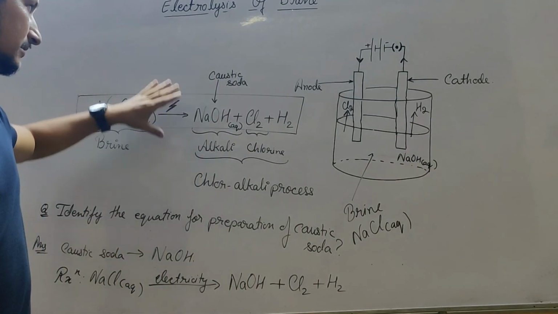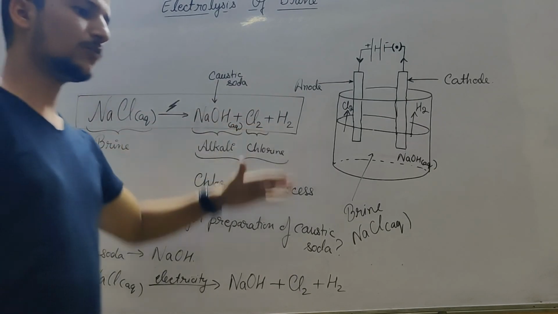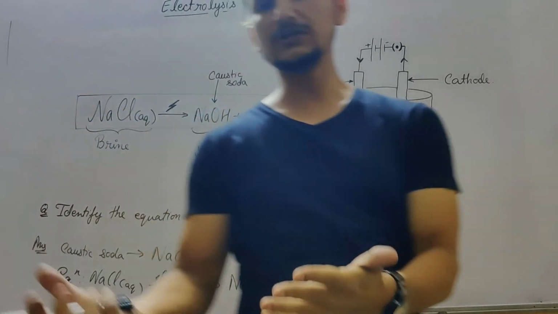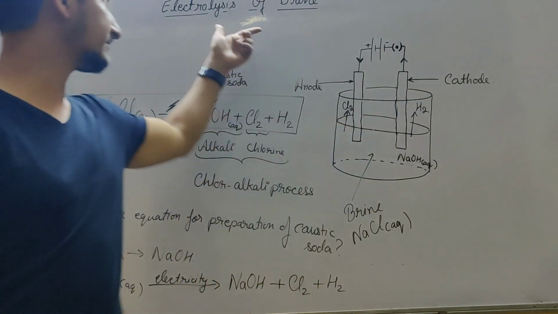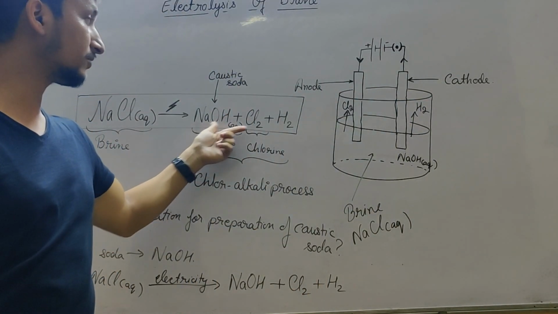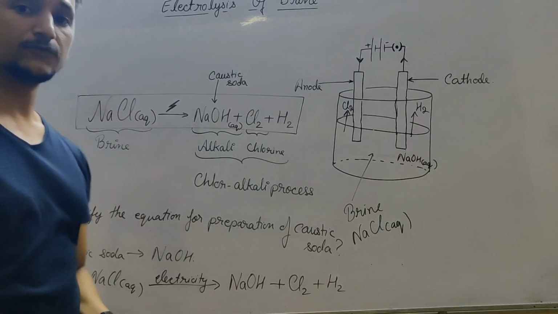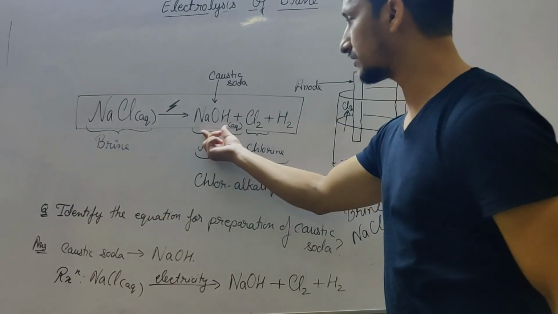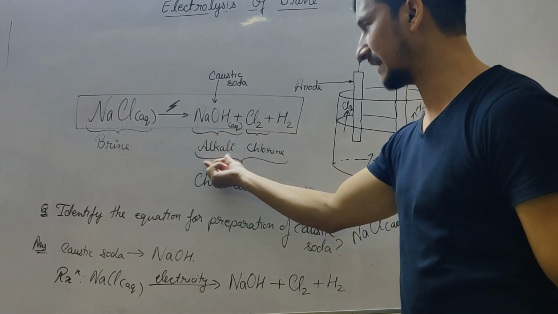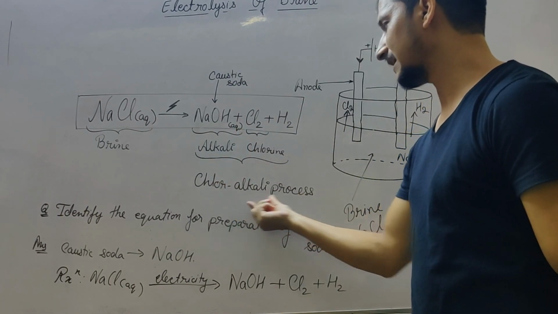So this is your electrolysis of brine or chlor-alkali process. What is brine? Brine is aqueous solution of NaCl. What is chlor-alkali process? Electrolysis of brine to give sodium hydroxide, chlorine and hydrogen is called chlor-alkali process. Why is it called chlor-alkali process? Because in this process a water soluble base is formed, which is called alkali, and chlorine gas is formed. That is why we call it chlor-alkali process.